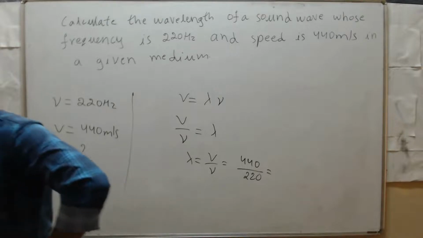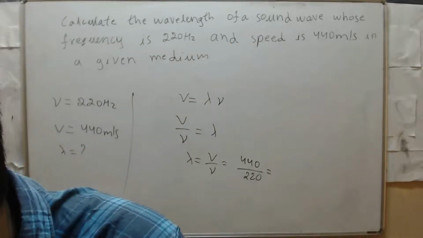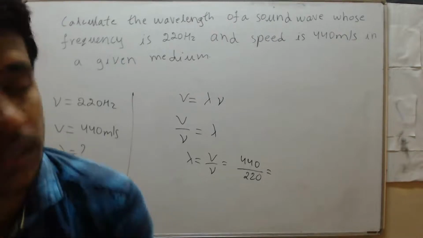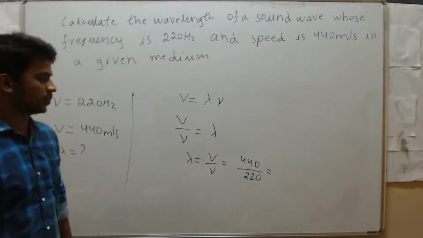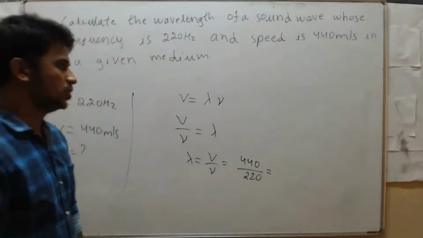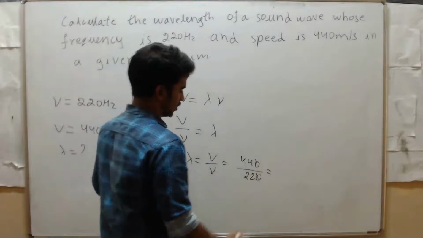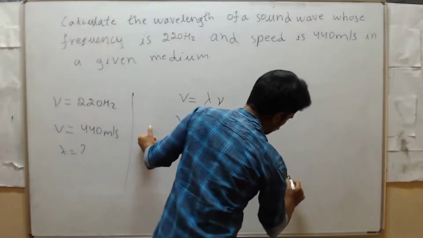Yes, first answer is 2. Okay, what is that 2? So 0 gets cancelled, 20, 2 ones are 20, 2s are... So finally we will get 2 meter.